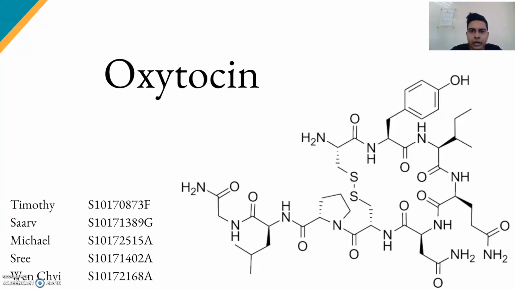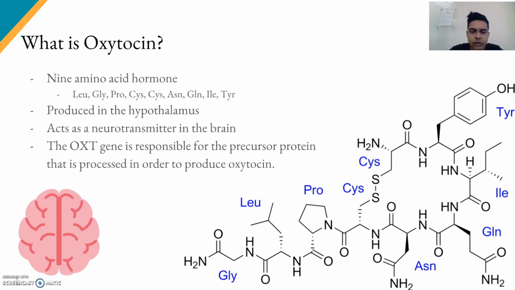Today we'll be presenting our bioinformatics report on oxytocin. Oxytocin is a hormone composed of 9 amino acids that is produced in the hypothalamus, and it functions as a brain neurotransmitter. The OXT gene is responsible for the formation of a precursor protein, which will be processed in order to produce oxytocin.